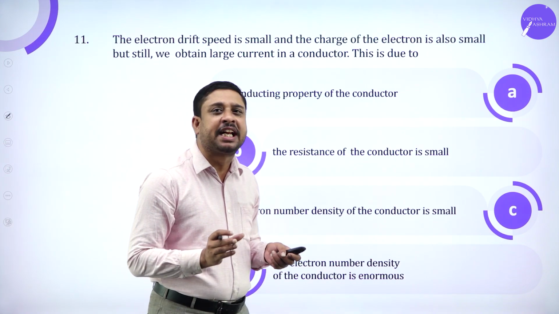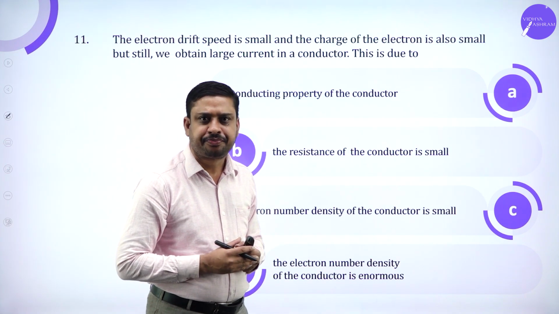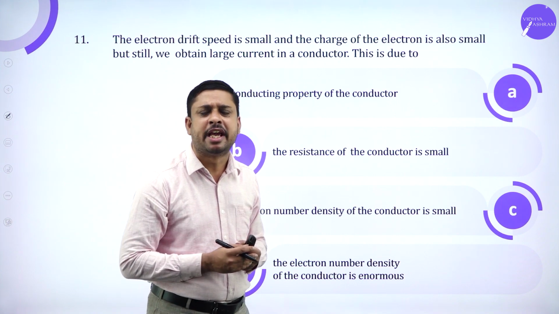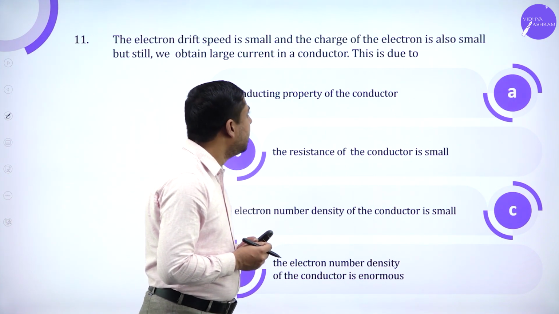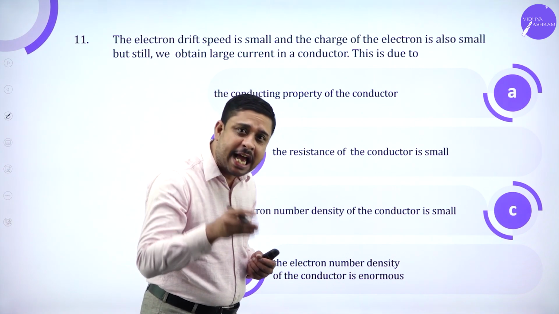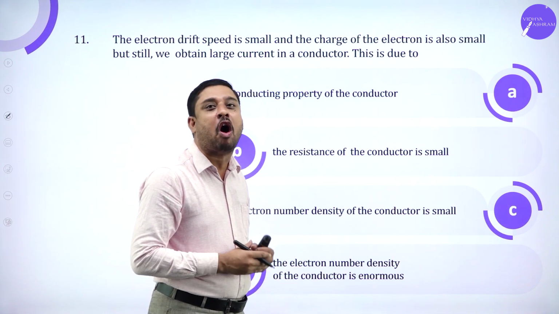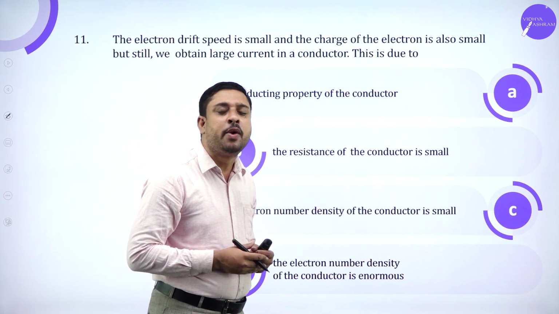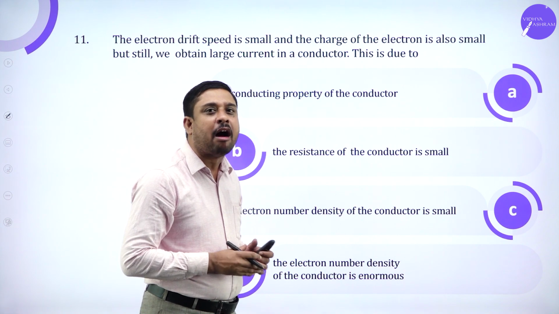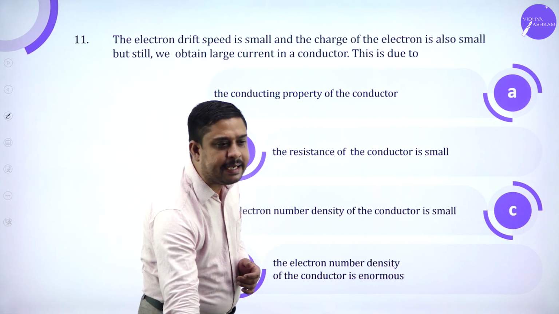The electron drift speed is small. Drift velocity of electrons is very, very small. And the charge of the electron is also small. Then still, how do we obtain large current in a conductor?